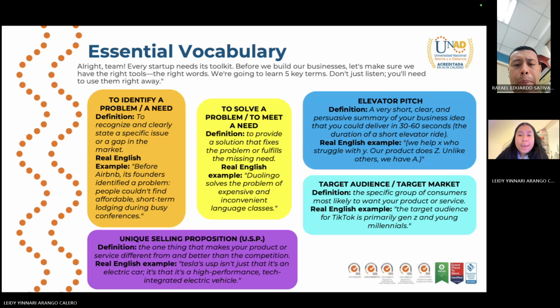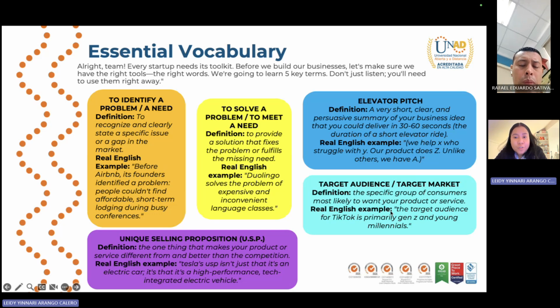Exactly. And for target audience, or target market, it's a specific group of consumers most likely to want your product or service. So that is the people we want to give our product or service to. As an example, the target audience for TikTok is primarily Gen Z and young millennials. TikTok is more often used by Gen Z and young millennials.